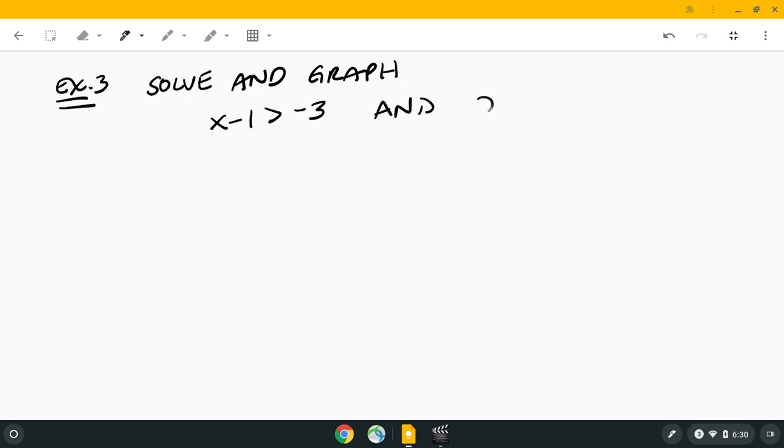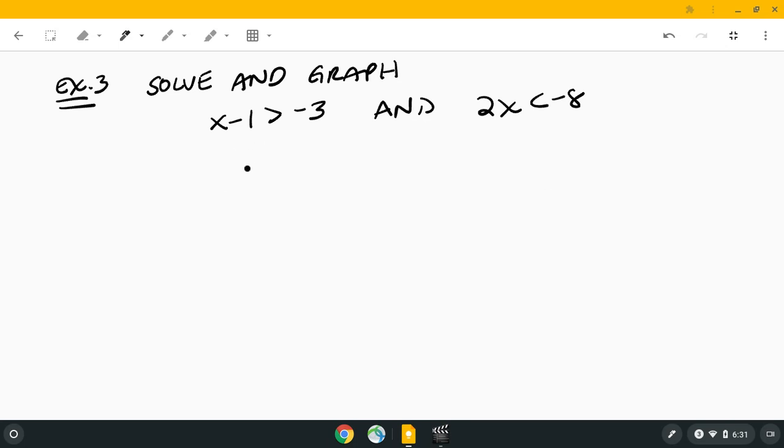Example number 3, solving and graphing. Okay, so suppose I have x minus 1 is greater than negative 3 and 2x less than negative 8. Okay, again, it's and, so we're going to be graphing it and looking for where they overlap.